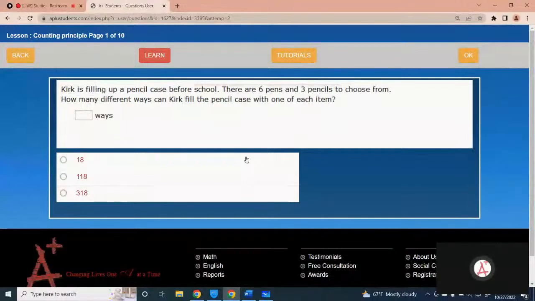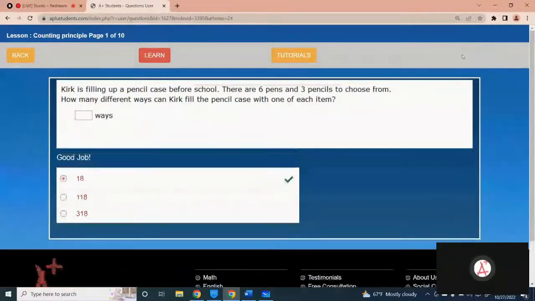6 times 3 is 18. That means he has a total of 18 ways to place the pencils in the pencil case. Got it? So the correct option is 18. Just select the correct option and click on the OK button.